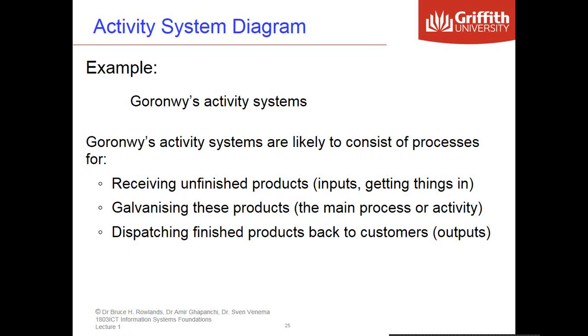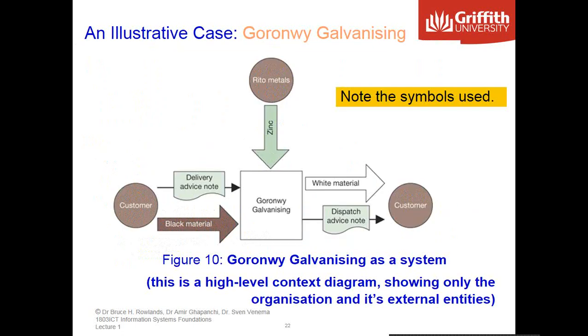So for Goronwi's activity systems, they are likely to consist of processes for the things that they're going to be doing. So what are they? One of the things was we're going to receive unfinished products. They're the inputs. So we're going to have a process for that, right? Because they're coming to us, we're going to have to deal with them. We have a process for galvanizing, so we're going to have to deal with that. That's going to be a process that we have to model. And when we've finished, we have to send these out to someone, so we have to have a way to deal with that. There's a process related to that. Now, there may be other processes, but just looking at that big context level diagram, they're the three main things you should be able to pick out of that one. Does that make sense? Cool.